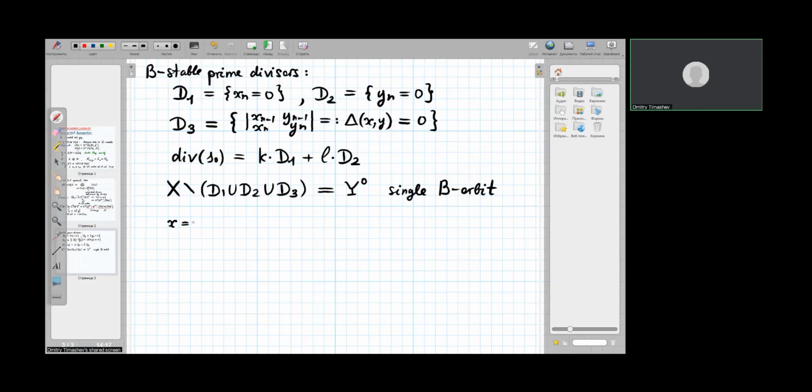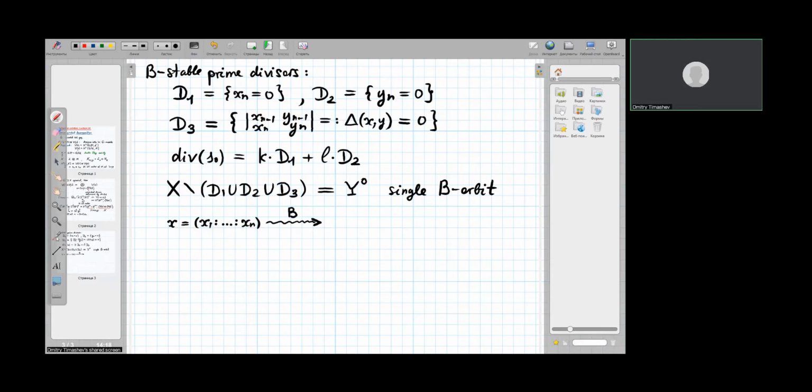X is a point in the projective space with projective coordinates x1, etc., xn. And now I want to apply some transformation from B to this point x and put it to a canonical form, to move it to one prescribed fixed point.